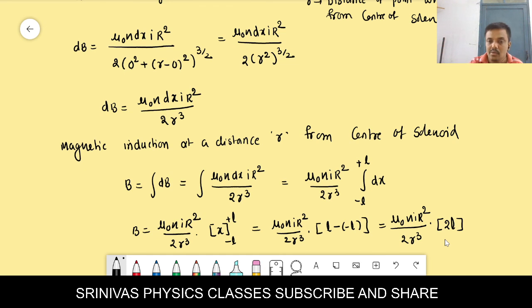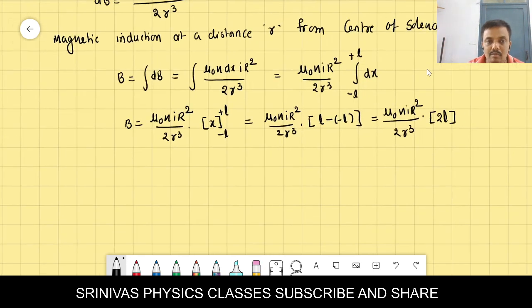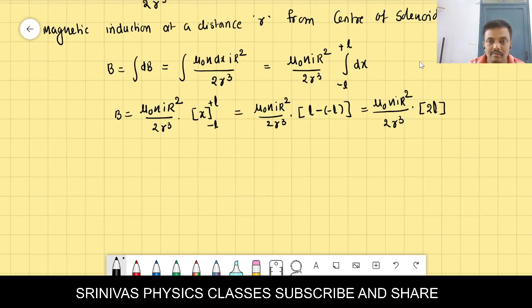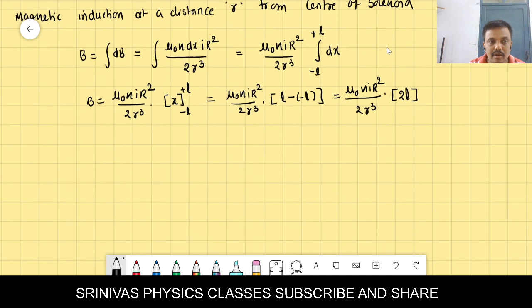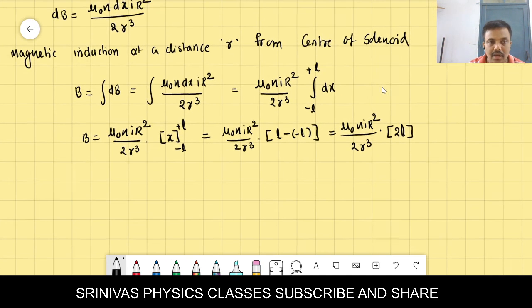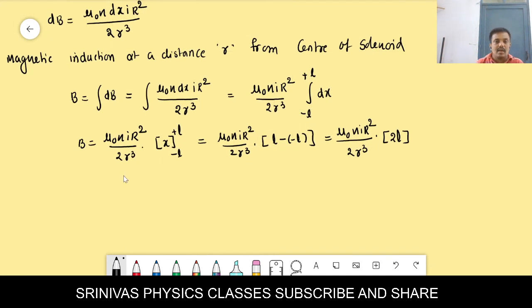Okay, right. Now let us go for a little more simplification in one step. This is going to complete, right? Remember very carefully. If you have any doubt you can ask me. Let us start. B is equal to mu naught n into 2L, we write at one place, n into 2L I r square by 2r cube. But n into 2L is capital N, so mu naught N I r square by 2r cube we can write.